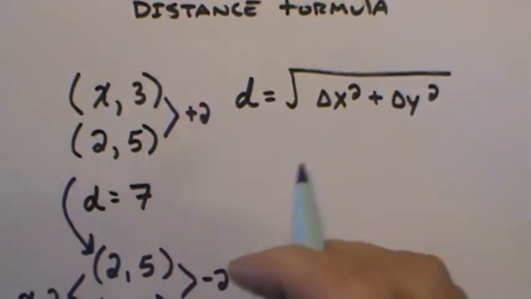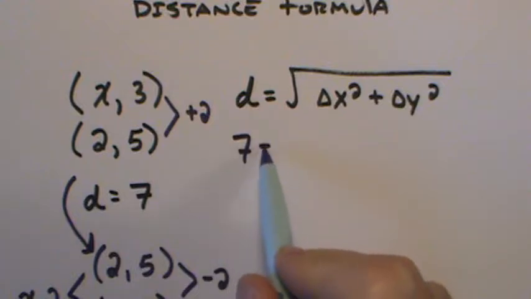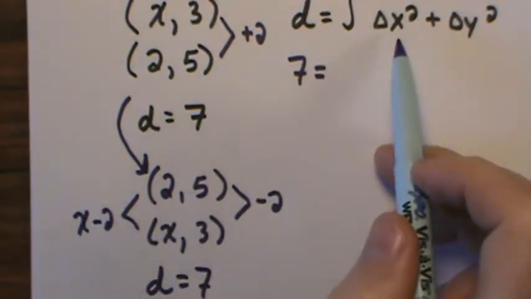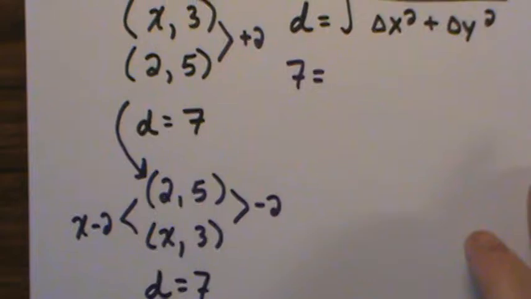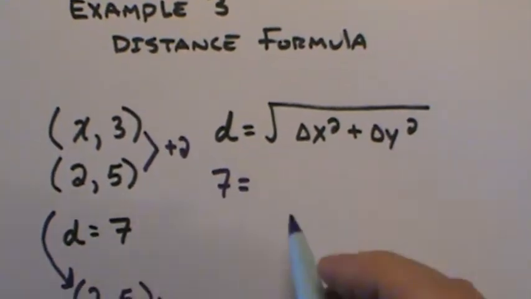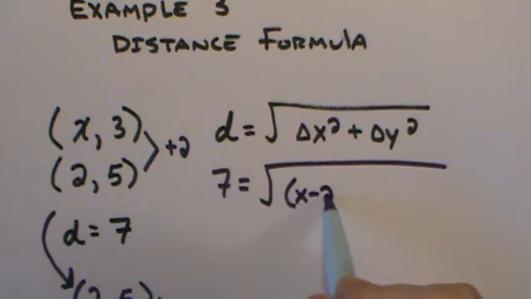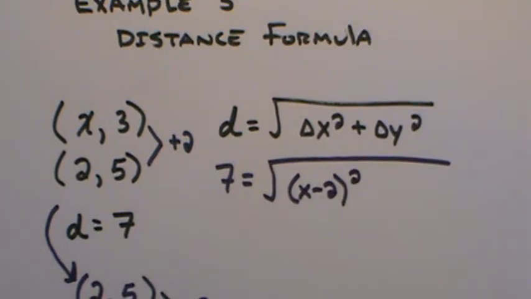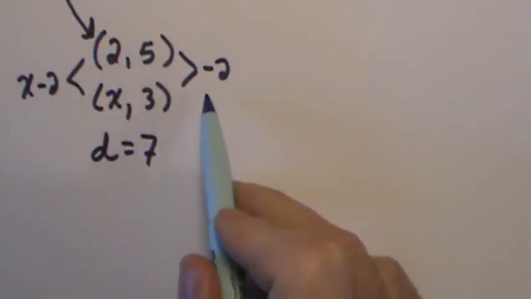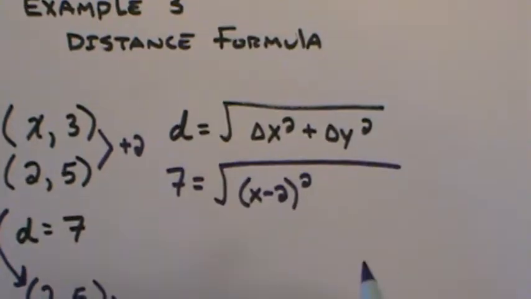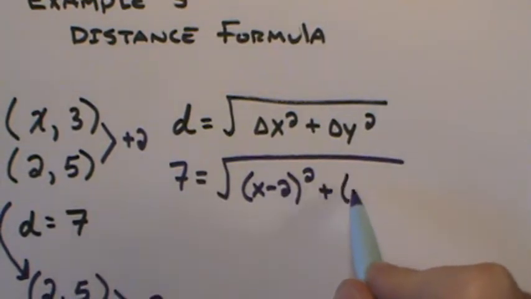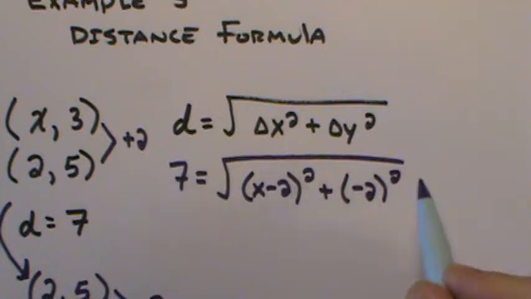So we'll come back up here. I'll say 7 is equal to. Now my delta x is this x minus 2. So I'm just going to treat it like an algebra problem. x minus 2 squared. And then my delta y on this one was negative 2. So I'll say plus negative 2 squared.